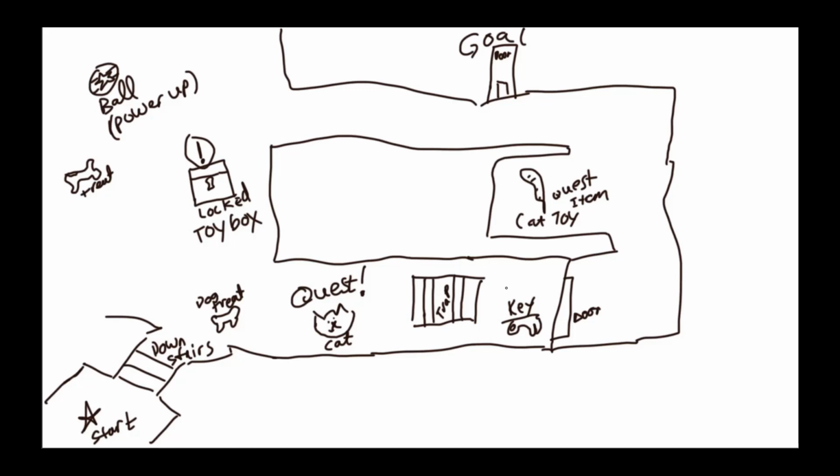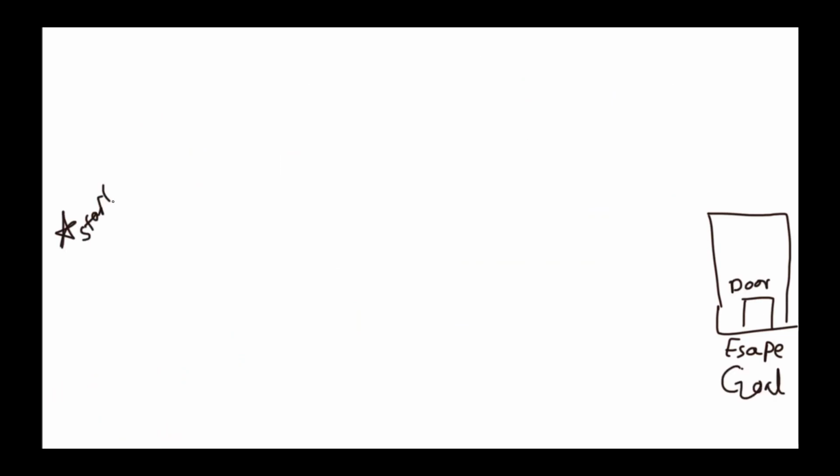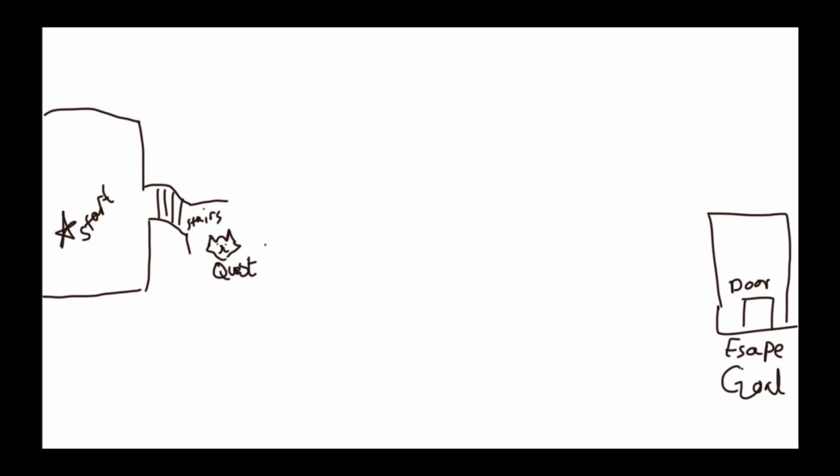Remember not to spend too much time on any one layout. You want to quickly switch between drawing different layouts until you have a bunch of different ones to choose from. Don't settle on the first one that you draw. So I'm going to once again start with a landing and some stairs to go down, and encountering the cat first this time. Then maybe around on the side I'll have the locked toy box.